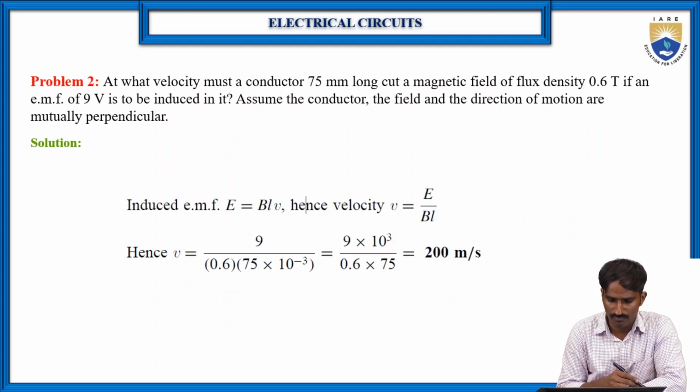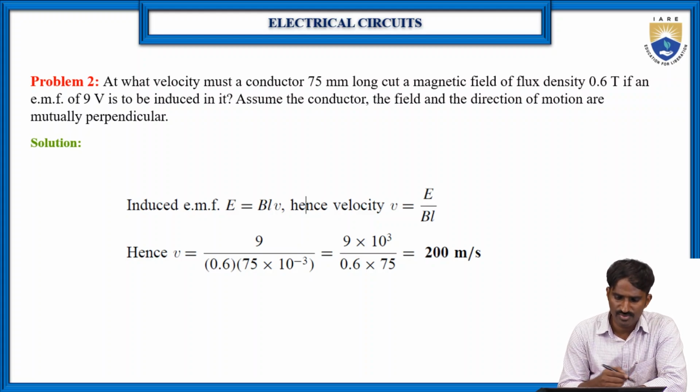Then the second problem, of course based on the same equation. At what velocity must a conductor 75 mm long cut a magnetic field of flux density 0.6 Tesla if an EMF of 9 volts is to be induced in it? Assume the conductor, the field and the direction of motion are mutually perpendicular. Of course, because it must be mutually perpendicular. These concepts we have already discussed.